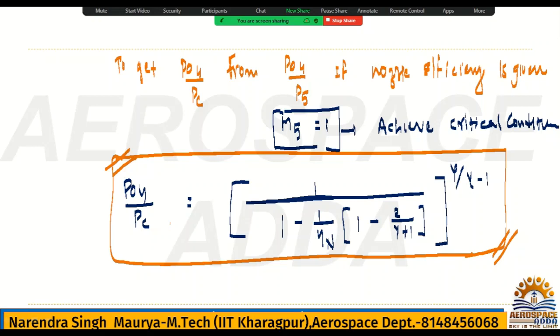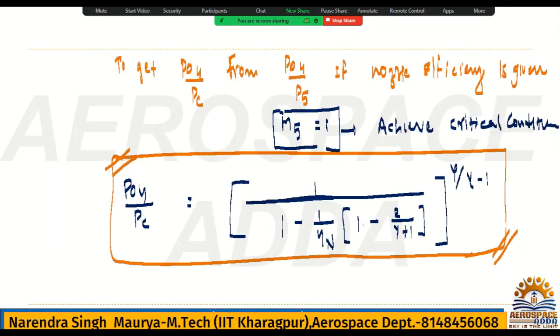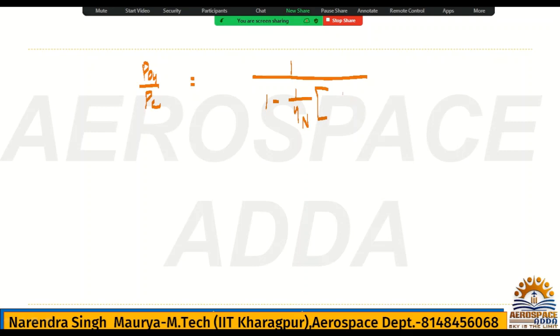Again, if you solve one more step, 1 minus 2 upon gamma plus 1, it will be gamma plus 1 minus 2 divided by gamma plus 1. So I think gamma minus 1 divided by gamma plus 1, something you may get. Okay, so you can write this P naught 4 by PC. Check what result finally you will get: 1 upon 1 minus 1 by eta nozzle, times, one more step you solve, 1 plus this, take gamma plus 1 minus 2, so it is gamma minus 1 by gamma plus 1. This result we need to remember. The whole power is now gamma upon gamma minus 1.